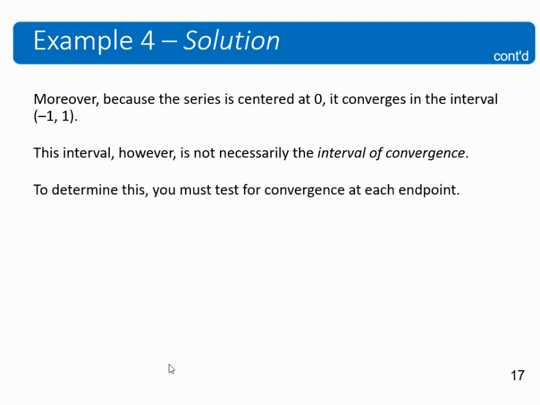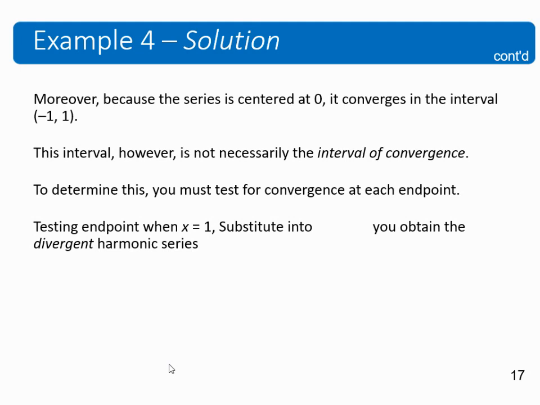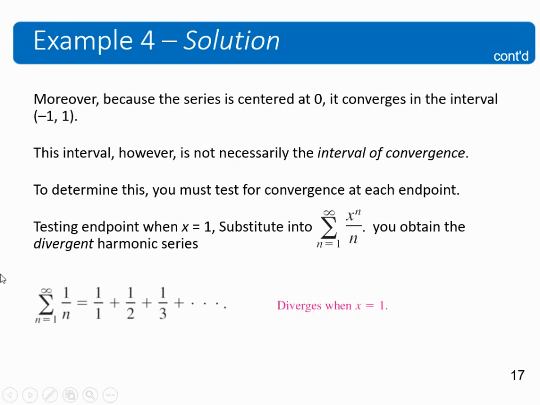So if you test x equal to 1 and you substitute it into your series for x, so when you substitute 1 in for x, you're going to get 1 to the nth power, which is always 1. So now this series can be rewritten as 1 over n, which is the harmonic series, which we know diverges. So therefore, at 1, this diverges. So we know that we're not going to include 1 in our interval of convergence.